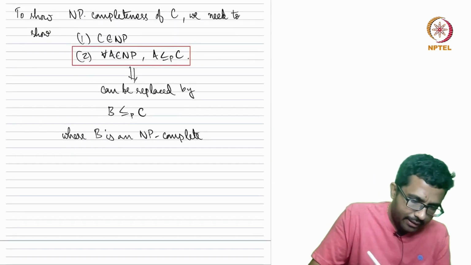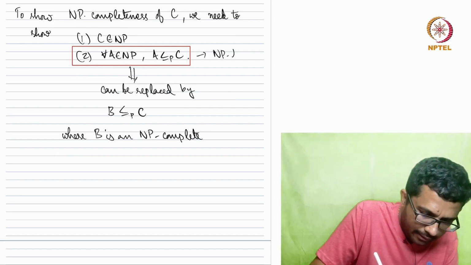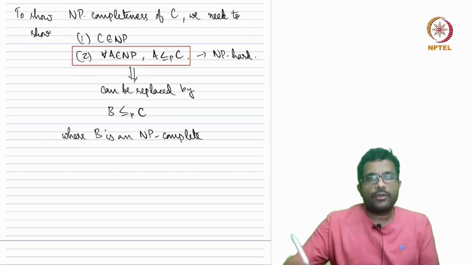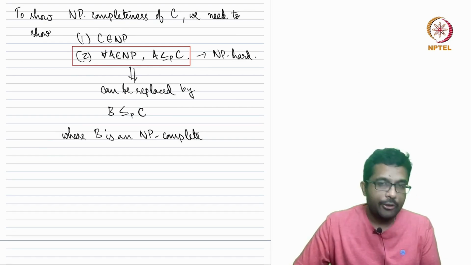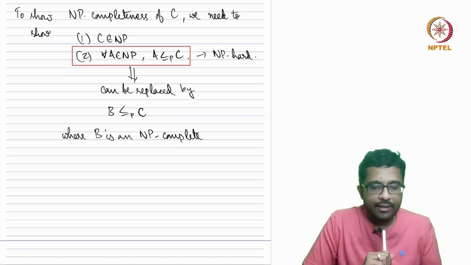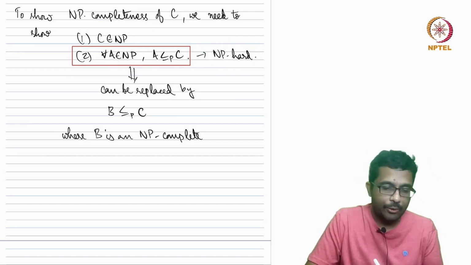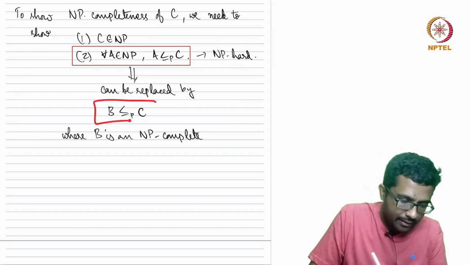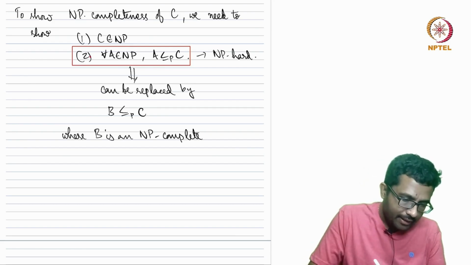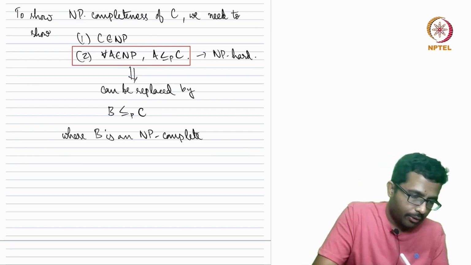Now the part 2 alone is usually referred to as NP hard, or NP hardness. So to show NP completeness, we need to show that C is in NP, which is condition 1, and second is to show that C is NP hard. NP hard means all languages in NP reduce to C. Equivalently, some NP complete language reduces to C. So sometimes the second condition is referred to as the NP hardness. I just wanted to stress this.